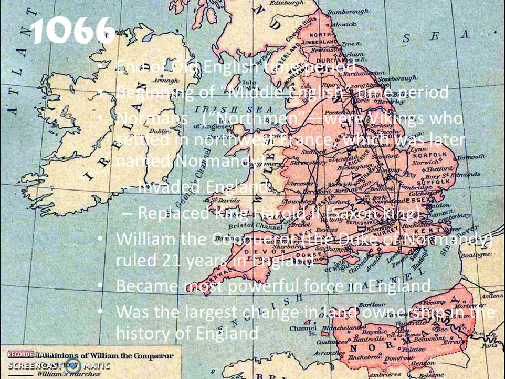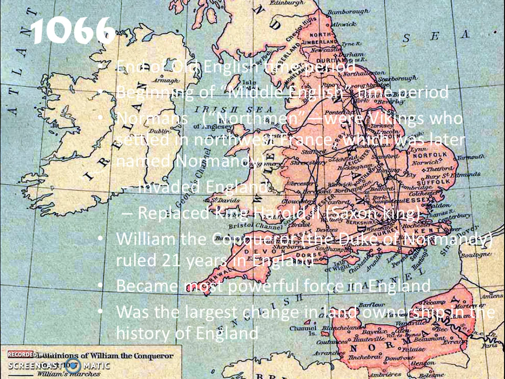The Normans had settled in what became Normandy in northwest France. The Normans were Northmen or Norsemen. They were Vikings who came down, conquered northwest France, and then later that region was named Normandy because it was Norman land. It was where they lived.